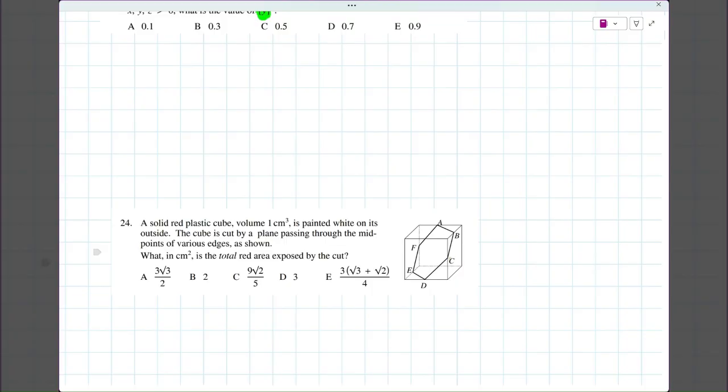sides are equal in length, because they're all going from the midpoint of one edge to the midpoint of an adjacent edge. So if we were to draw, if I call that corner there O, if I was to draw that triangle, we've got OBC. We know OB is a half, OC is a half, and therefore this is root 2 over 2.